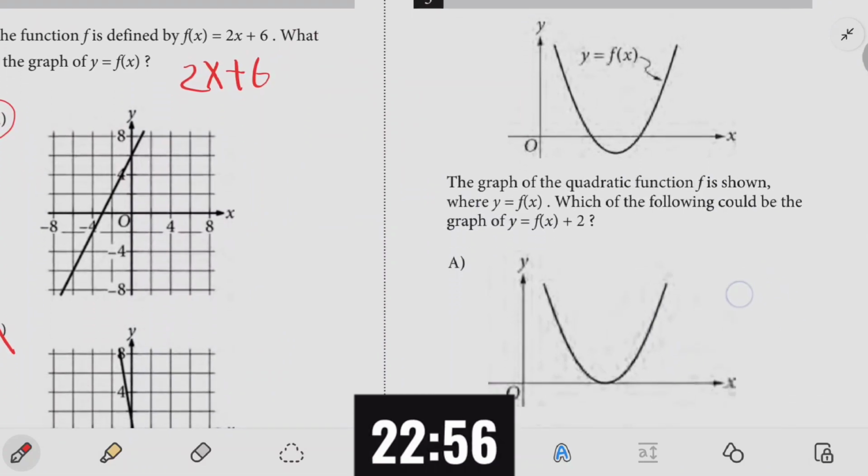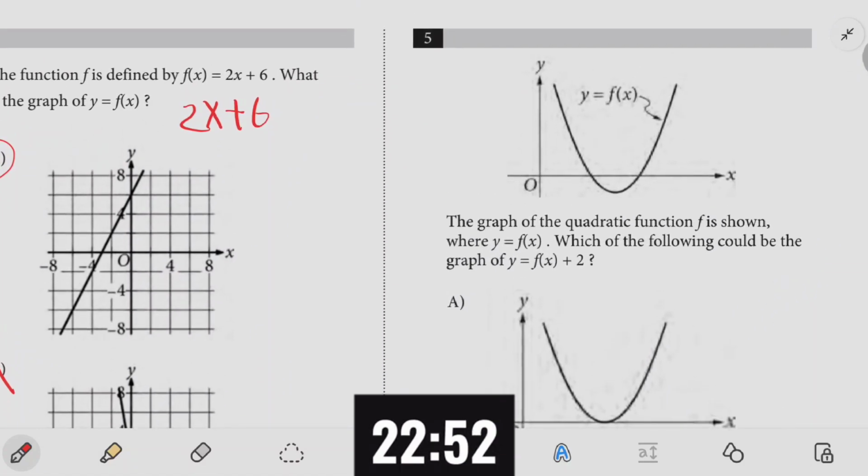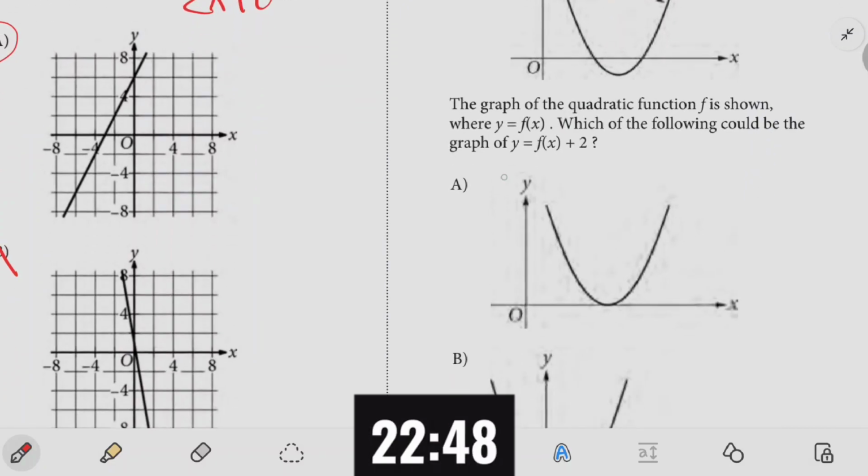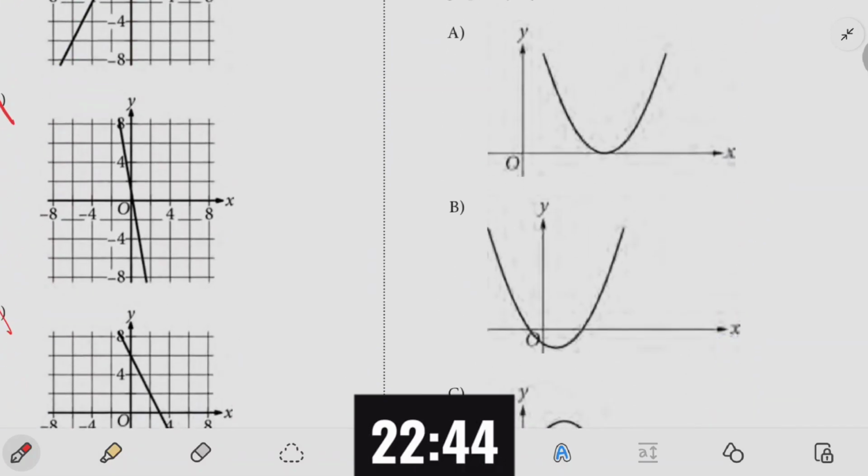Anyway, 5. The graph of quadratic function f is shown. Which of the following could be the graph of the new function? You add 2 to every single y value, so it's going to go up 2. This could be 1. No. Okay, it's definitely A.